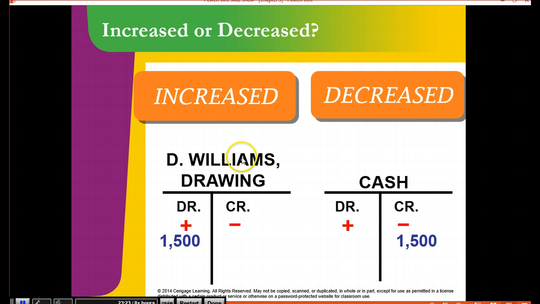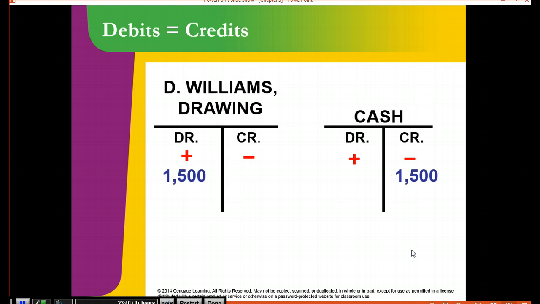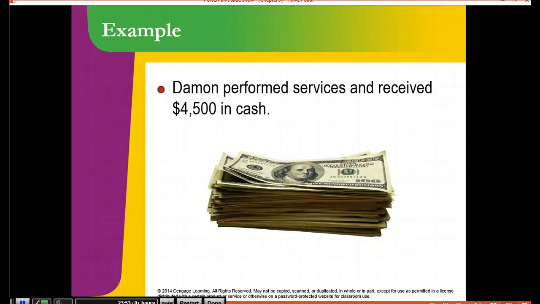So the drawing account is increasing by $1,500. The cash account is decreasing by $1,500 because they withdrew it. So I have a debit entry to drawing and a credit entry to cash. And my 1,500 debit is equal to my 1,500 credit. Remember, every transaction has at least two pieces. Okay, Damon, who's the owner again, performed services and received cash, $4,500 in cash.